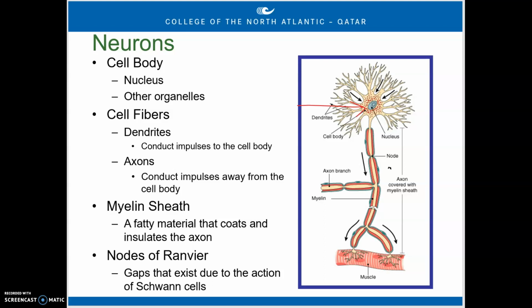Now, we talked about the reason why we have those nodes, so the little gaps between the myelin sheath, and that's because that's where one Schwann cell ends and the other one begins. So that's a little tiny space in between the Schwann cells, and we call those the nodes of Ranvier.